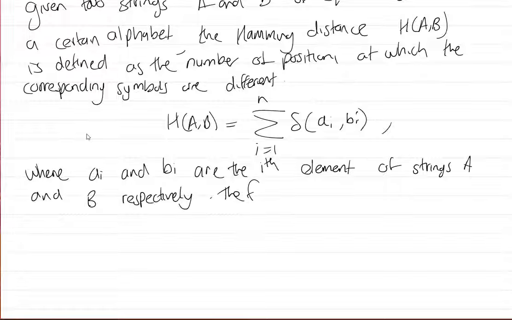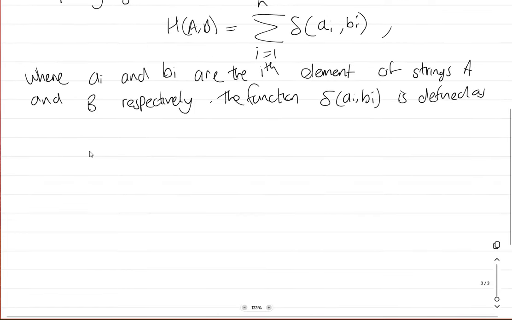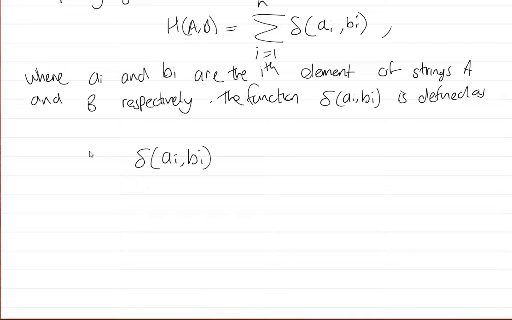The function delta(A_i, B_i) is defined as follows. Basically the function will output a 0 if they are the same, because we don't count it if it's the same, and a 1 if they are different, because we want to count the number of differences. So the function delta(A_i, B_i) is either a 0 if A_i is equal to B_i, and it'll be a 1 if A_i is not equal to B_i, and that's the idea.